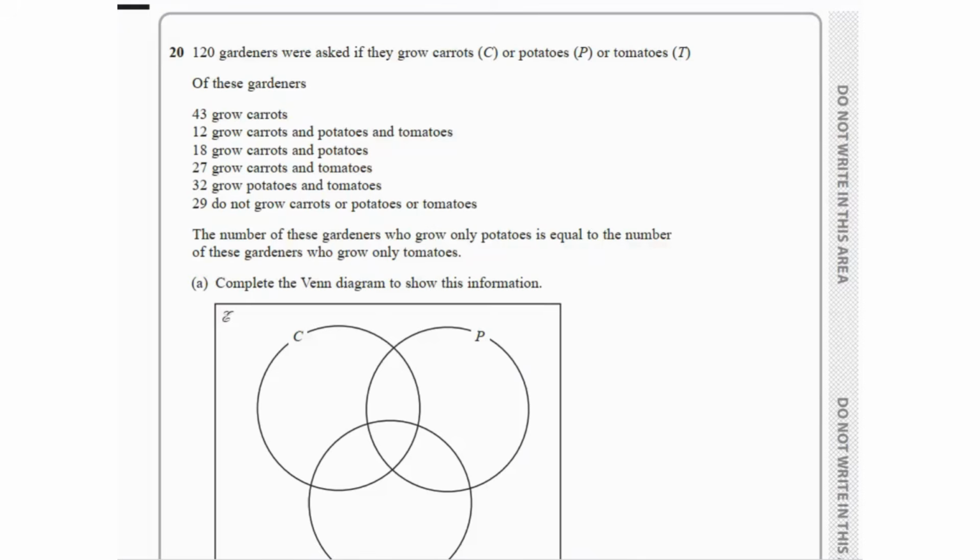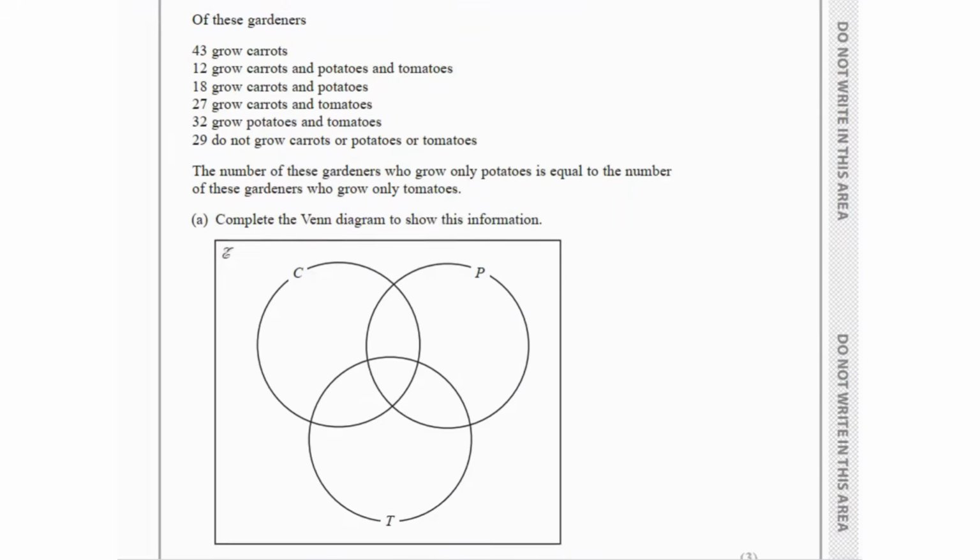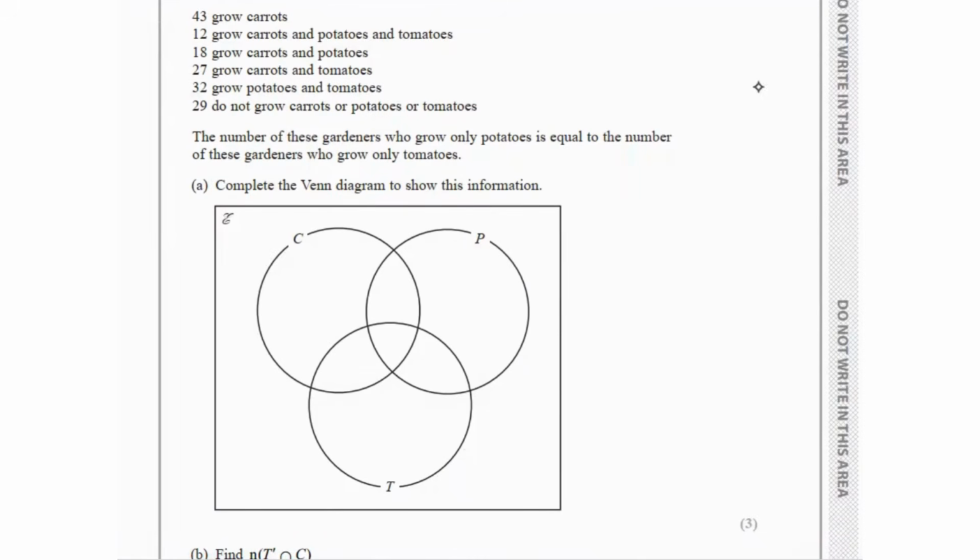Then the next question says 120 gardeners were asked if they grow carrots or potatoes or tomatoes. Of these gardeners, 43 grow carrots, 12 grow carrots and potatoes and tomatoes, 18 grow carrots and potatoes, 27 grow carrots and tomatoes, 32 grow potatoes and tomatoes, and 29 do not grow either of these. The number of these gardeners who grow only potatoes is equal to the number of these gardeners who grow only tomatoes. Complete the Venn diagram to show the information. So we have 120 in total.